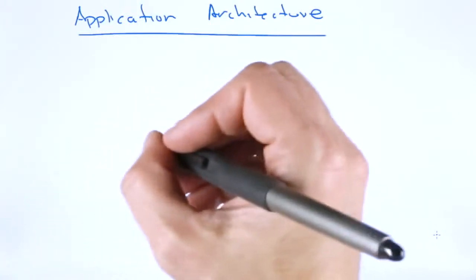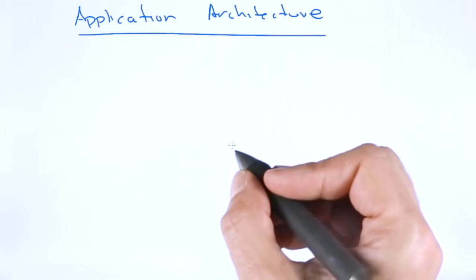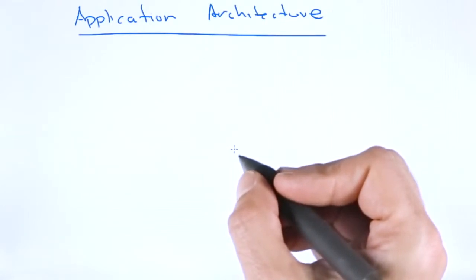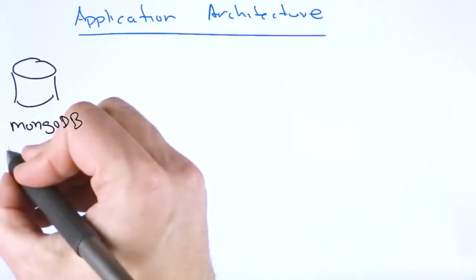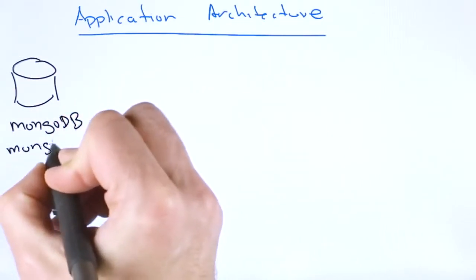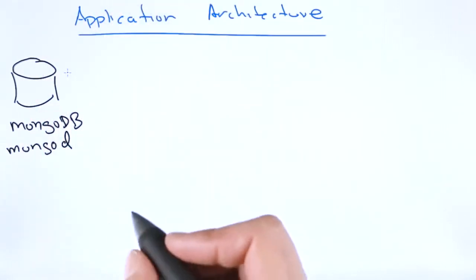All right, I've told you a little bit about what MongoDB is, and now I want to show you end-to-end how we're going to build an application using Java. So over here we have MongoDB, and MongoDB on your computer is going to start a MongoDB process. So that's going to be the process that actually runs MongoDB.